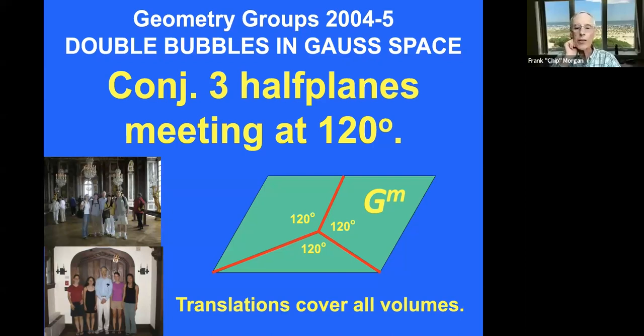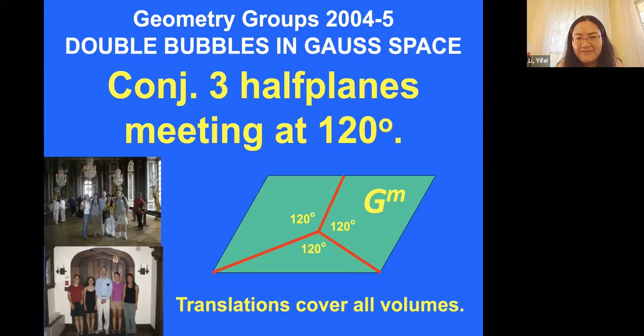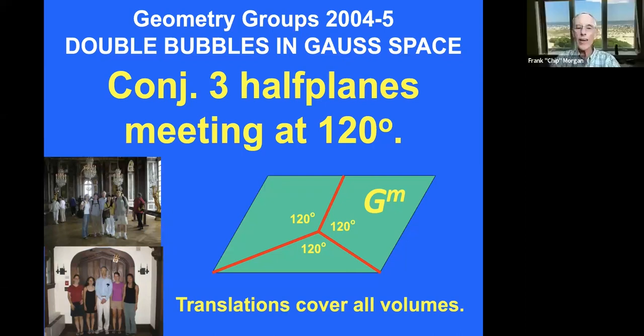So when you're in a space of finite volume, a double bubble, you got to remember, even in Euclidean space, a double bubble, there are really three regions, right? The two things inside the bubble and the outside of the bubble. Right, yes. You have that. A double bubble, there are three regions, the two regions in the bubble and the outside of the bubble. Yeah, good. So translations cover all possibilities there.